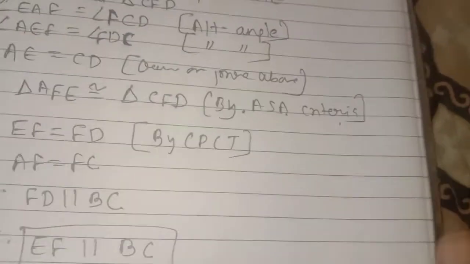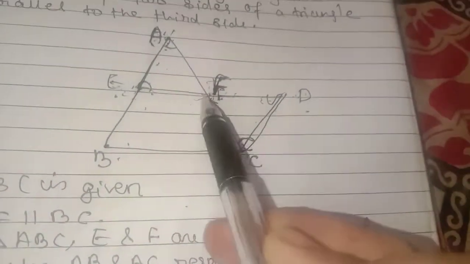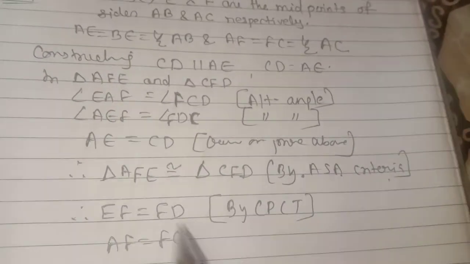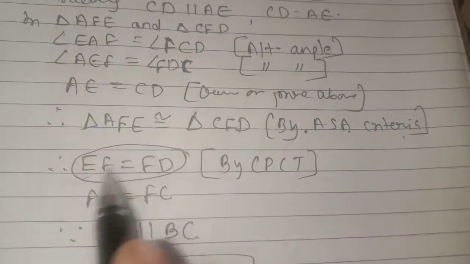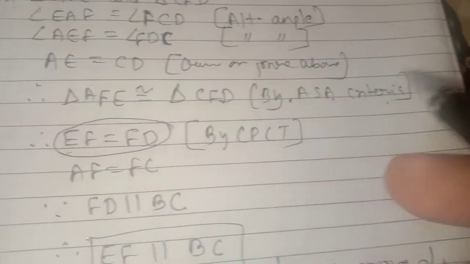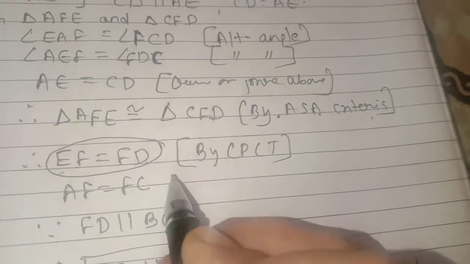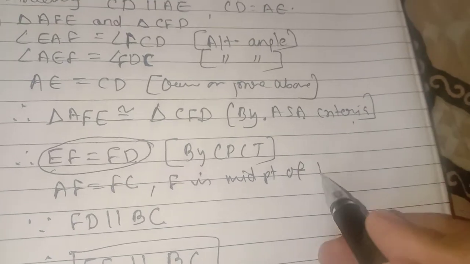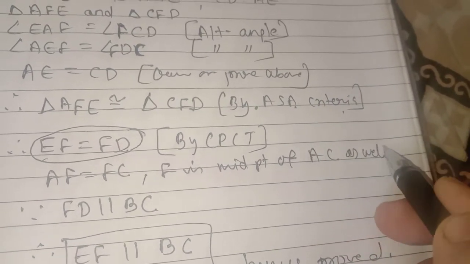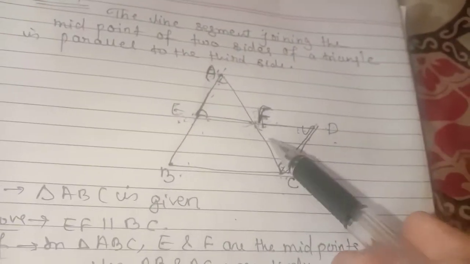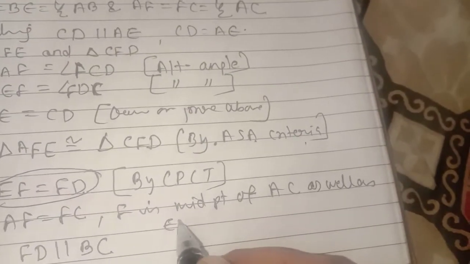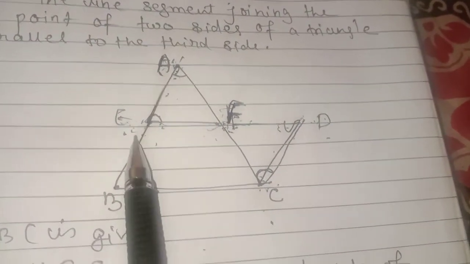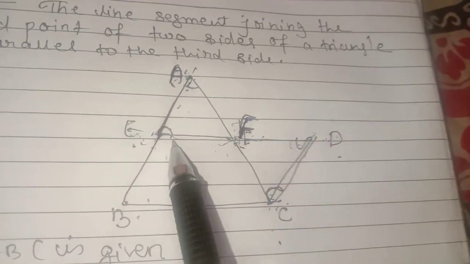It's a very simple theorem. We only wanted to prove that EF is equal to FD. This is our requirement. Okay, EF is equal to FD. It means that we can add one more thing, that F is the midpoint of AC as well as ED. So that's enough now. Therefore, if FD is parallel to BC, therefore EF is also parallel to BC. It means that the whole line becomes parallel. Clear? So this is our theorem.